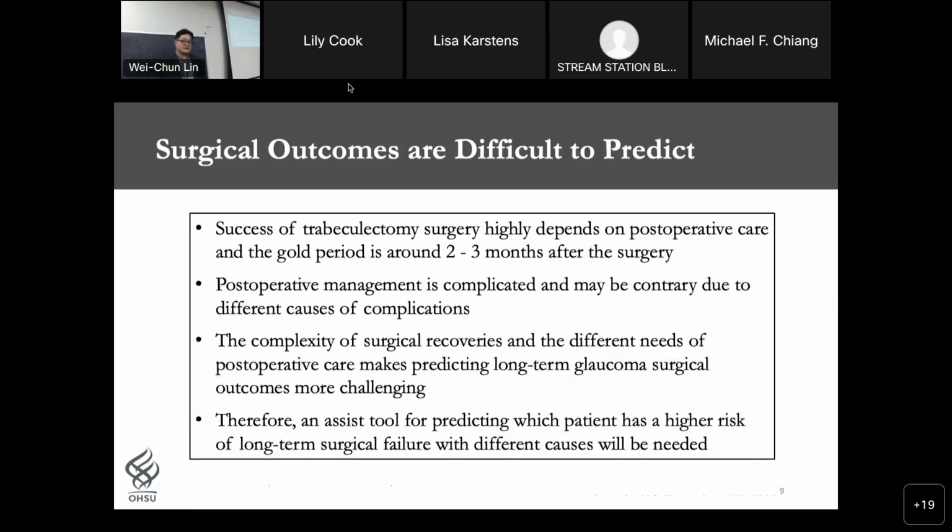So overall, the success of trabeculectomy surgery highly depends on the postoperative care, and the goal period is around 2 to 3 months after the surgery. Postoperative management is complicated and may be contradictory due to different causes of complication. And the complexity of surgical recovery and the different needs of postoperative care make predicting long-term glaucoma surgical outcome more challenging. Therefore, an assistant tool for predicting which patient has a higher risk of long-term surgical failure with different causes will be needed.